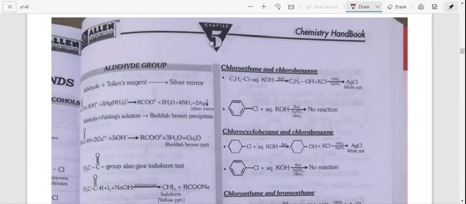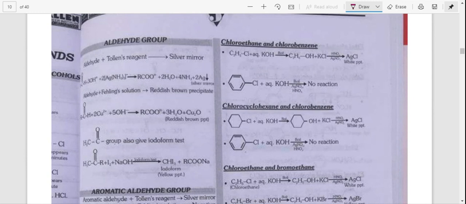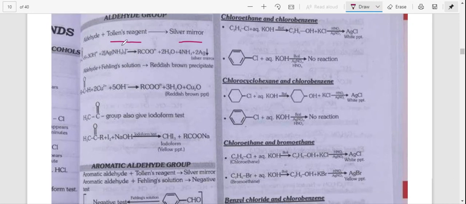Next is for aldehyde group. Aldehyde group is CHO group. When we react it with Tollens reagent, it will give silver mirror. And when aldehyde is reacted with Tollens reagent, that is 2[Ag(NH3)2]+ gives rise to RCOO- plus 2H2O plus 4NH3 plus 2Ag, and this precipitate of Ag is the silver mirror.